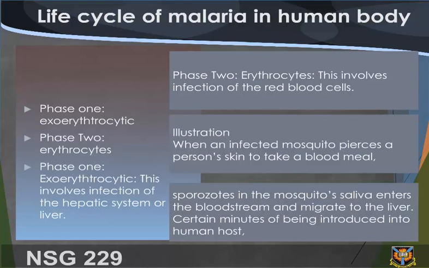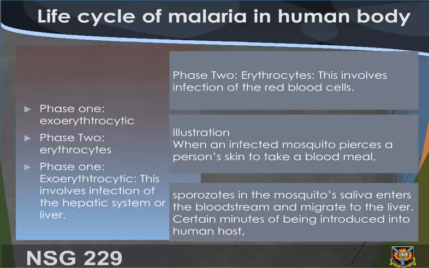Phase 1, exoerythrocytic. Phase 2, erythrocytic. Phase 1, exoerythrocytic: this involves infection of the hepatic system or liver. Phase 2, erythrocytic: this involves infection of the red blood cells.